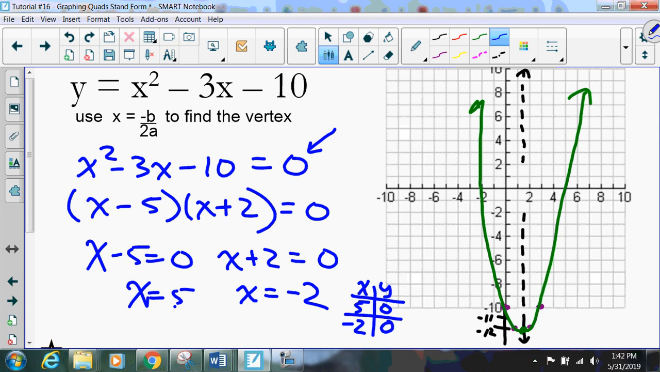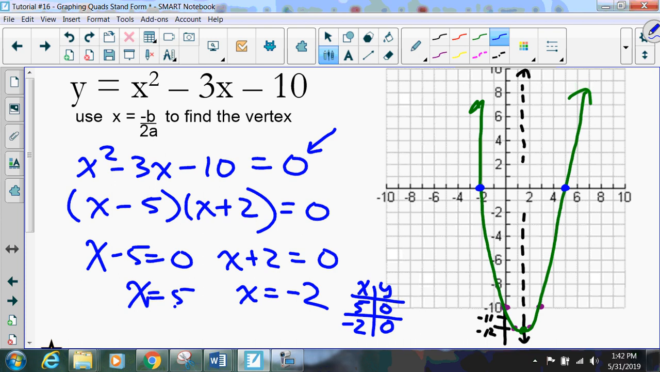And so what I found are the x-intercepts, right? So there they are. There's one, and there's the other one. And then what I'd have to do is play a game, and I'd say, well, knowing that quadratics are symmetrical, I'd have to find the midpoint between -2 and 5.